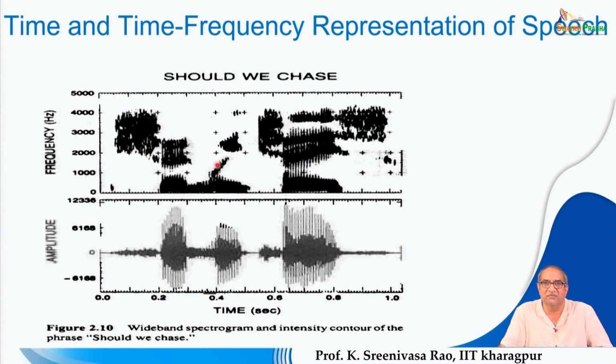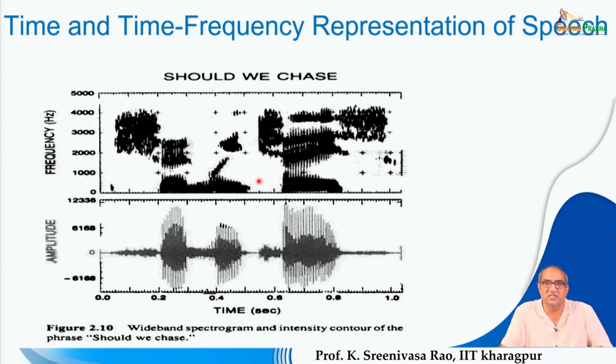You can clearly see from low frequency to high frequency this transition, this dynamic change of the energy distribution in the frequency. You can clearly notice this is because of the presence of a diphthong over here. This is should V, this is the V, and then afterwards you have chase is the word.